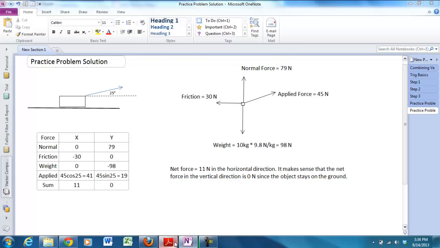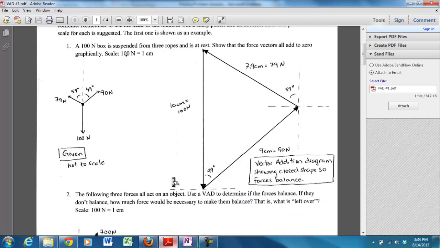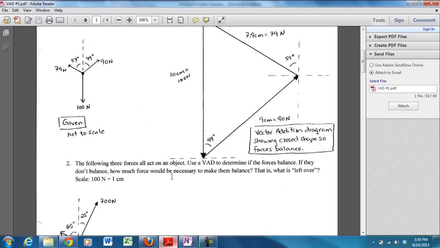So the next step would be to go back to this homework assignment we had today and do the rest of the problems, and rather than adding them graphically, see if you can add them analytically and get the same answers.